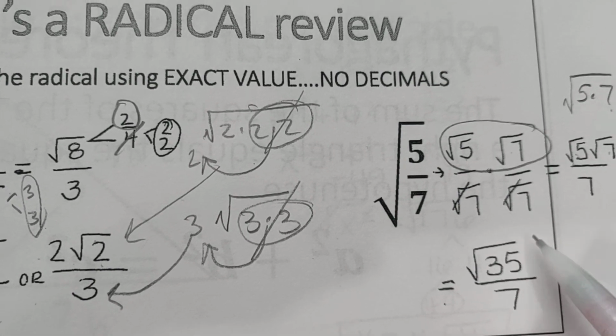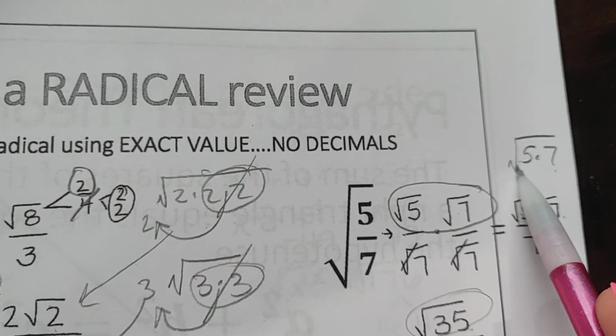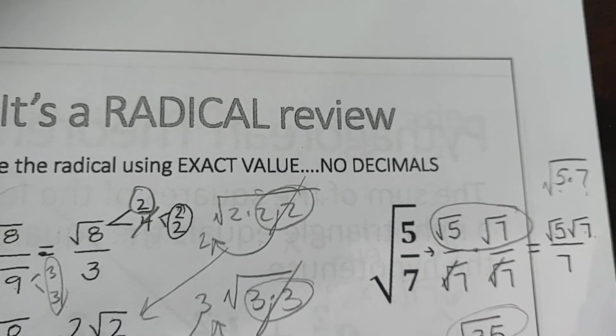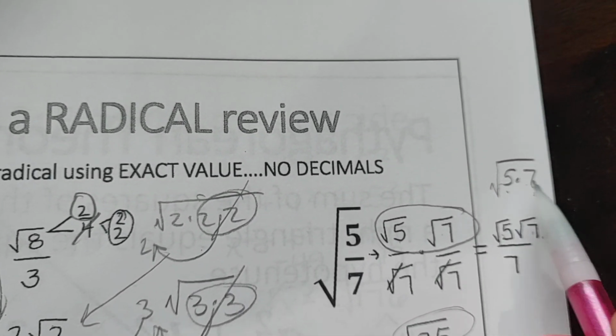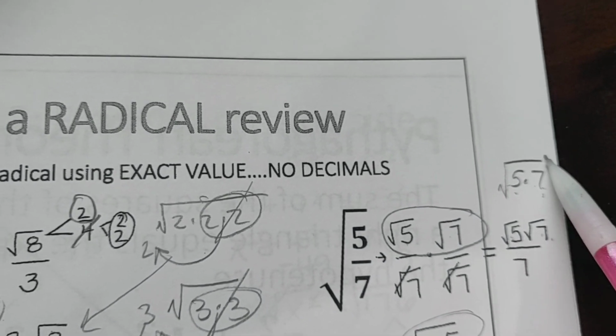So I'm going to leave the top as root 35, because that doesn't break down any further, like I said earlier with the 5 and the 7. 5 and 7 are prime numbers. They don't break up further into anything other than 1 and itself. So the top is done.